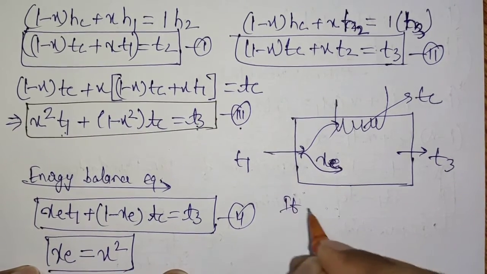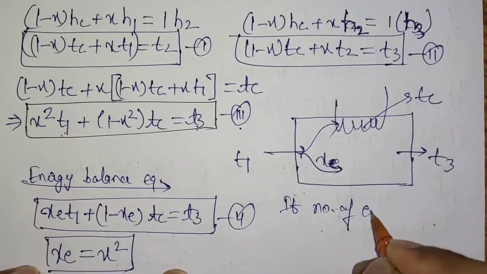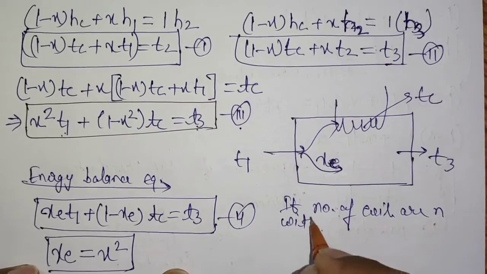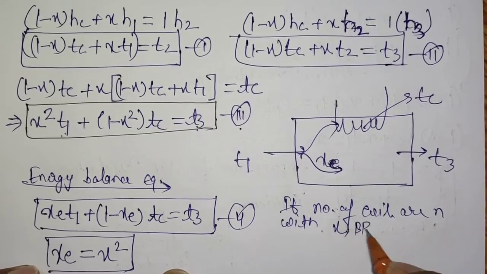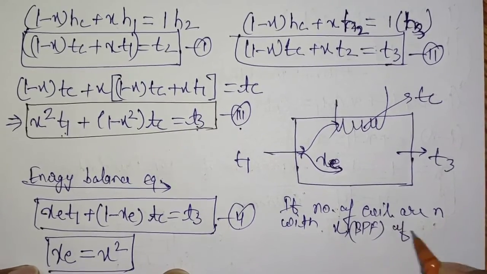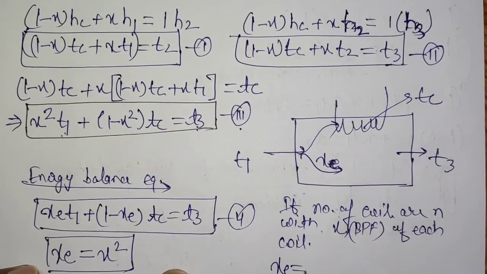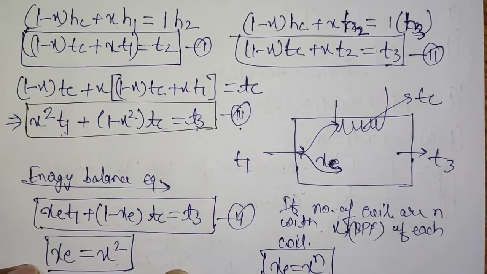If the number of coils are n with x bypass factor of each coil, then Xe will be x to the power n.